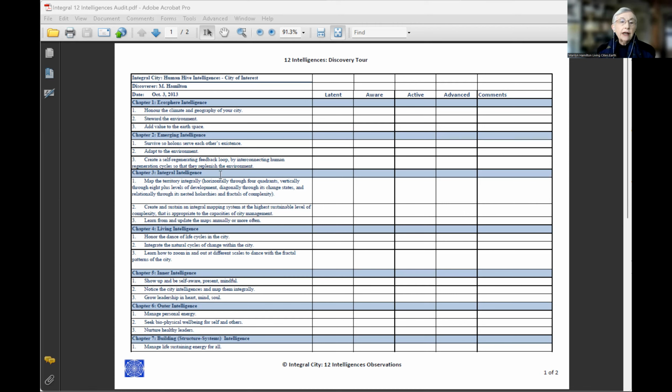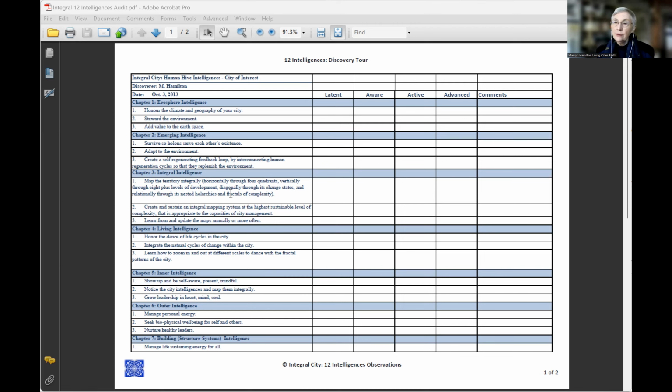The third intelligence I've identified as integral intelligence. And here are the elements of that intelligence. Firstly, can you map the territory of your city integrally, horizontally through the 4 quadrants, vertically through 8+ levels of development, diagonally through its change states, and relationally through the nested holarchies and fractals of complexity? Yes, this is a very complex capacity in the integral intelligence.